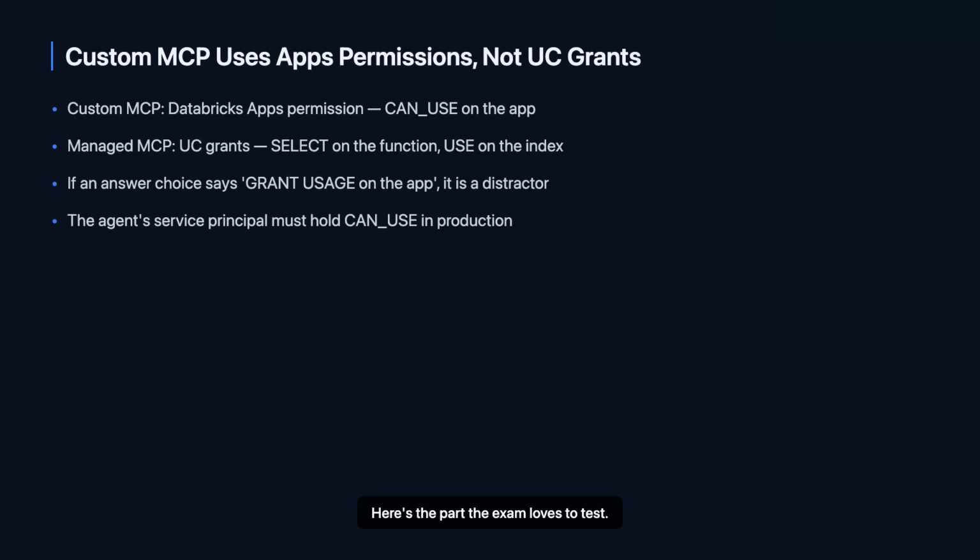Here's the part the exam loves to test. Custom MCP servers are permissioned through Databricks Apps, not Unity Catalog. You grant can_use on the app itself. Compare that with managed MCP, where you grant select on the function or use on the index, standard UC grants. So if you see an answer choice that says grant use on the app, ring the alarm. That's mixing two permission models that don't combine. And in production, the agent service principal must hold can_use on that app, or every call fails.